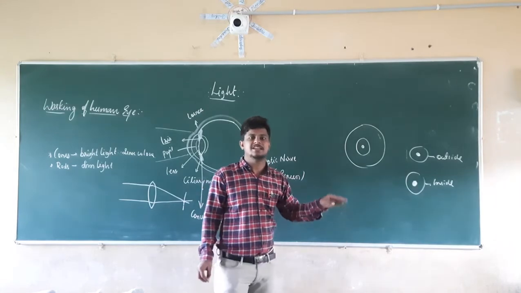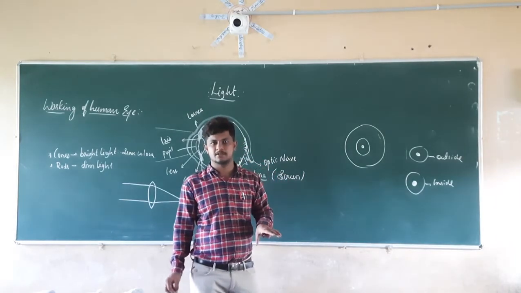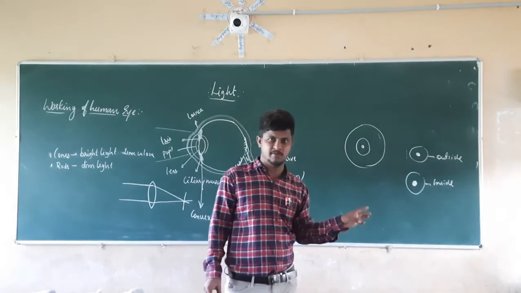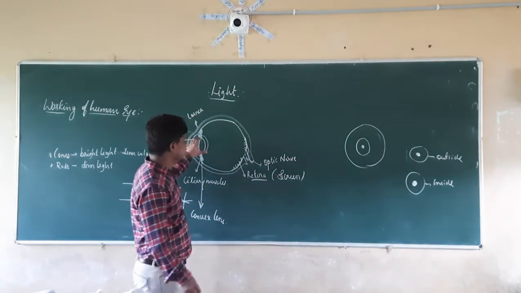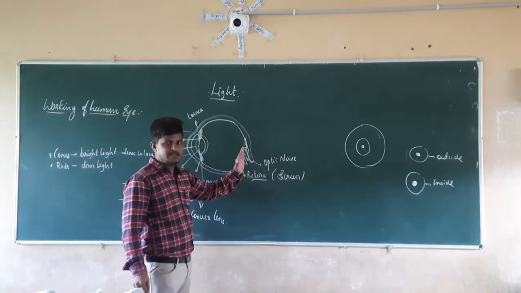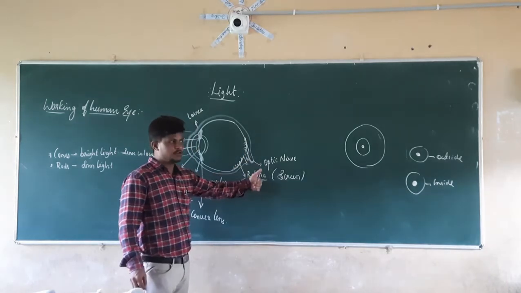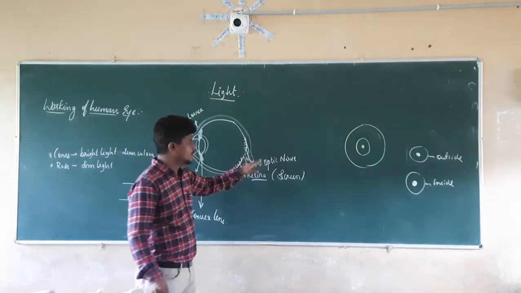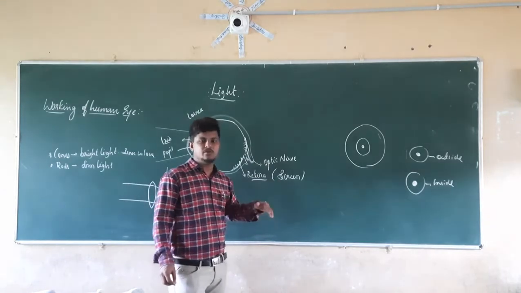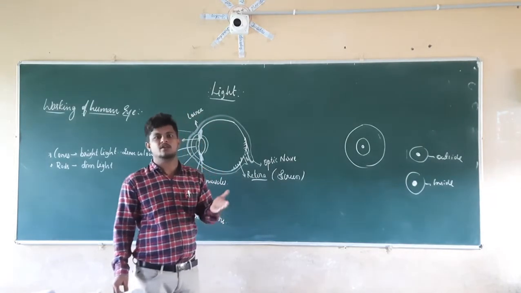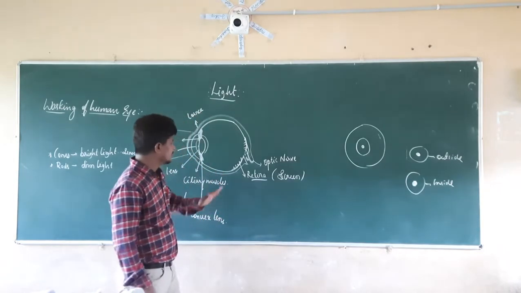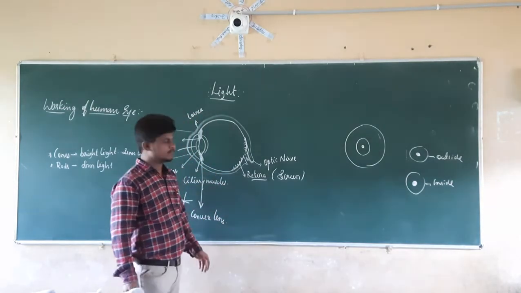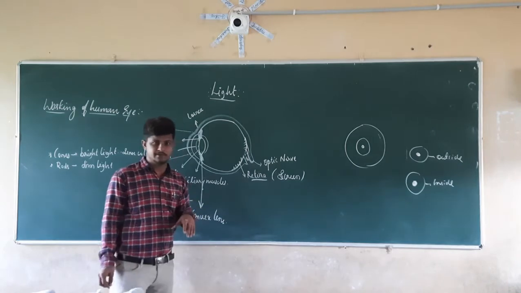In the brain, it is going to interpret the image. So like this, it is going to work. Light enters here and forms the image on the retina. That image travels to the brain through the optic nerve. The brain interprets that image and we see the thing. So this is about the working of the retina, and so about the working of the eye.